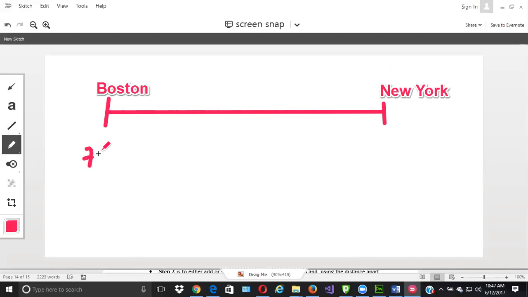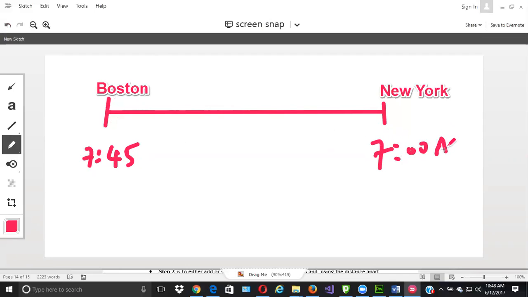7 a.m. Actually, 7 a.m. is the one that leaves New York. This one is 7:45 a.m. Okay, so I just write 7:45 and 7 here.